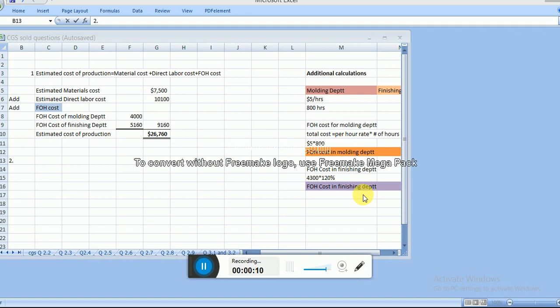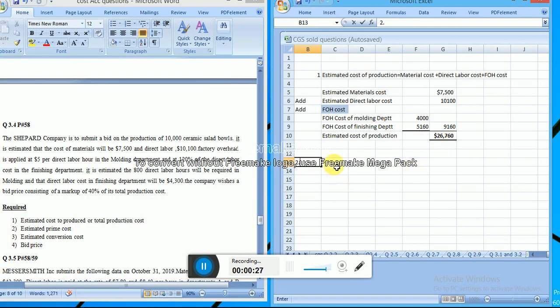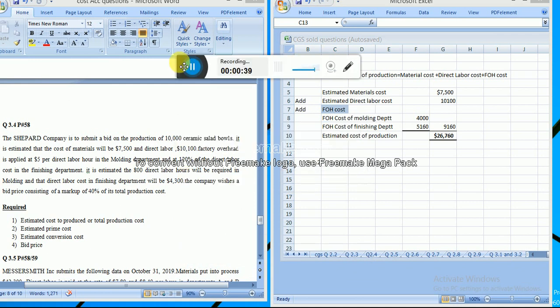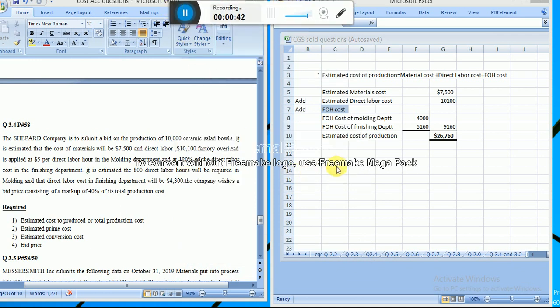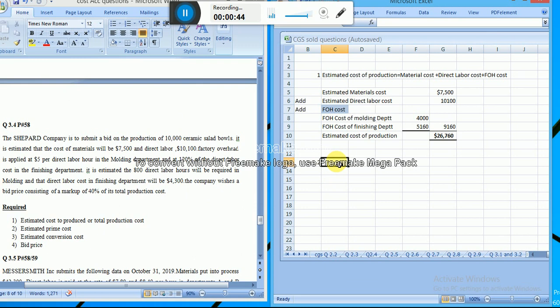With the remaining part of question number 3.4. So our first requirement was the estimated cost of the production, which we found, and that is 26,760. Now we are moving towards the second requirement of the question, that is the estimated prime cost. What is prime cost?